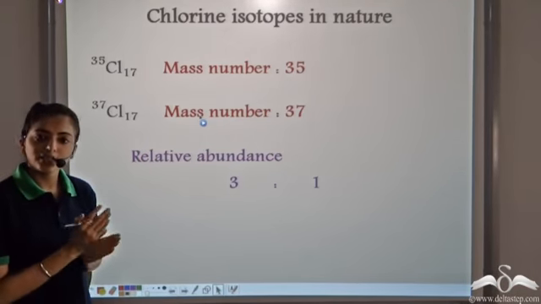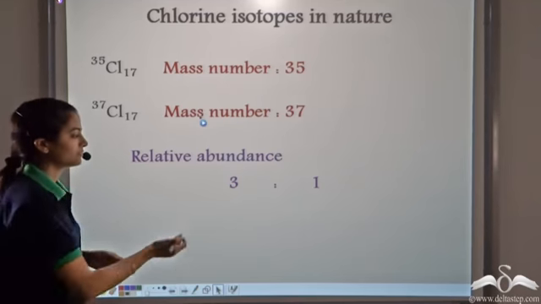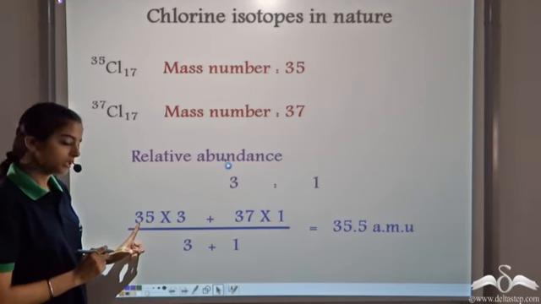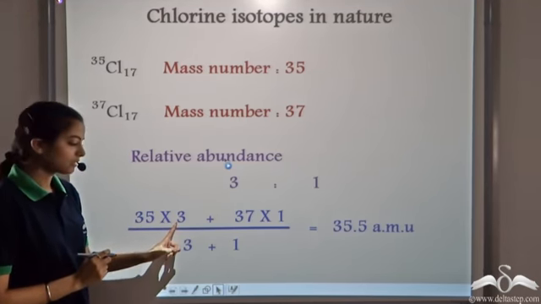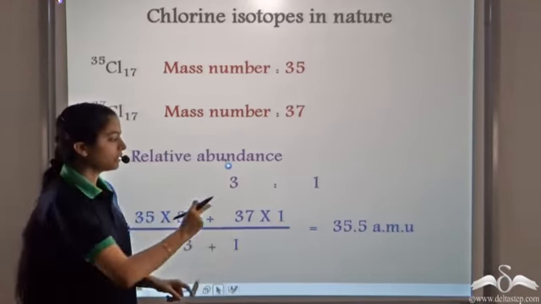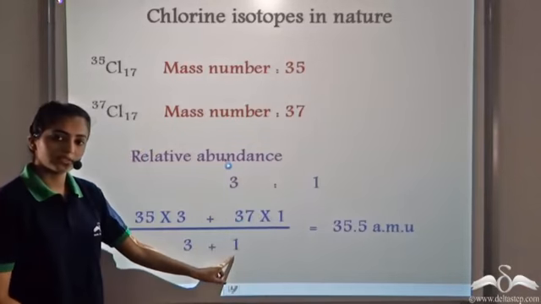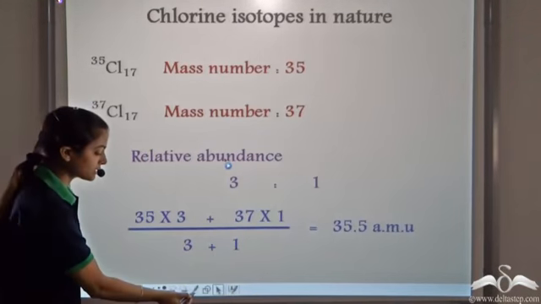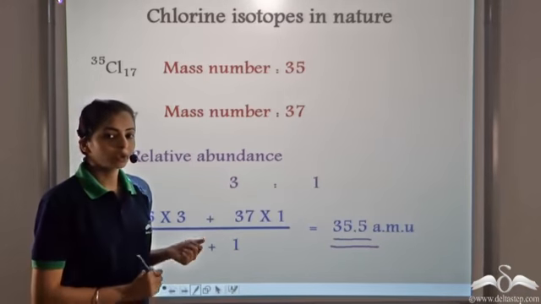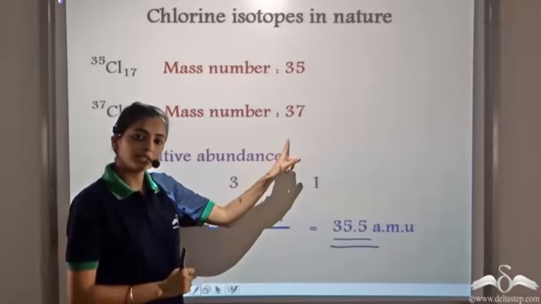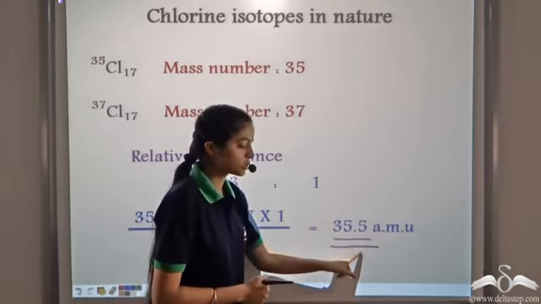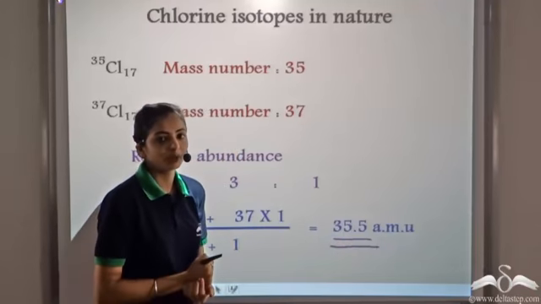Now to calculate the relative atomic mass of chlorine, we take the mass number of the first isotope, multiply it by its relative abundance, we add it to the mass number of the second isotope multiplied by its abundance, and we divide the whole by the total abundance. So when we do this, we get the relative atomic mass of chlorine. So the relative atomic mass of chlorine is not 35 or 37, but taking into account all the isotopes, we get the relative atomic mass of chlorine to be 35.5 atomic mass unit.